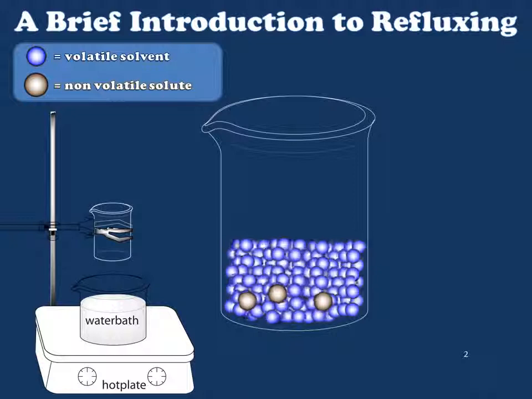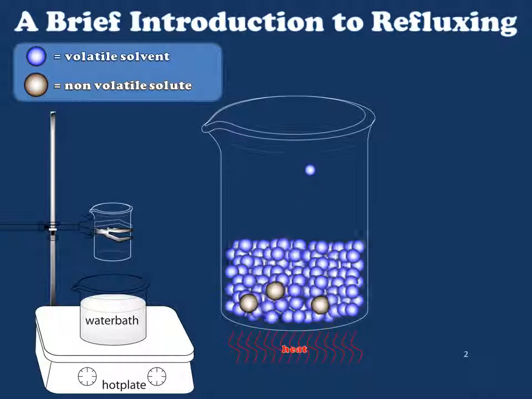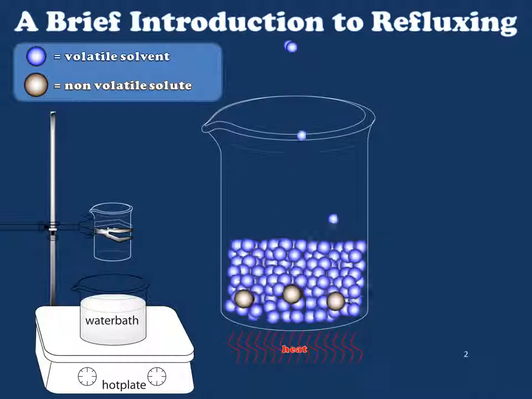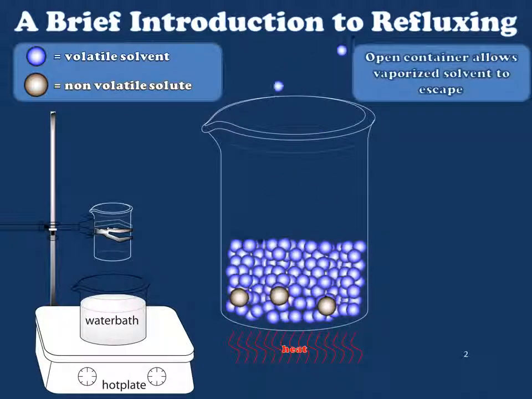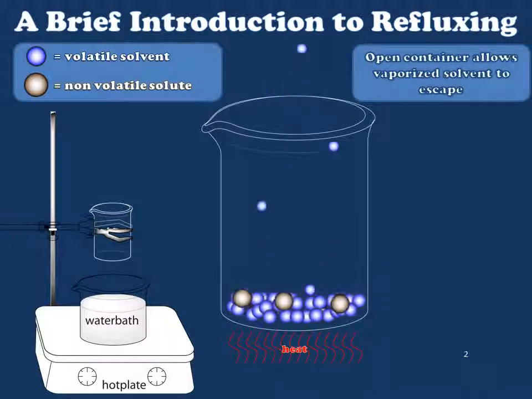As we apply heat to this mixture, we expect the volatile solvent to boil. So let's do that now and watch what happens to the solvent vapor as it is formed. In this system, as you can see, the solvent vapor is escaping and not returning to the flask. This means that over time, we expect all of our solvent to become vapor and ultimately escape, leaving behind simply a residue of the non-volatile solute.